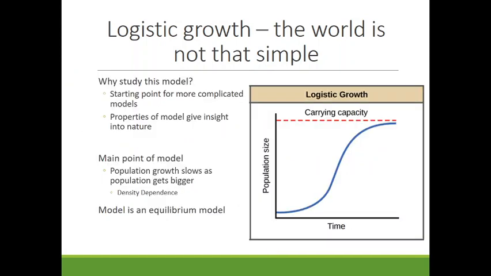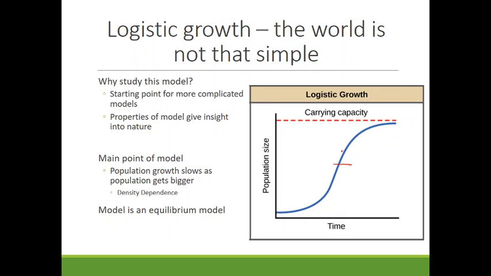So you might ask, well, why are we studying this model, right? Again, this is another starting point. We're getting a little bit more complicated. We're putting in things like carrying capacity. But the properties of this model, even though we know it's false, give us insight into what's happening in nature. And so the main takeaway from this model is that population growth slows as we get closer to the carrying capacity.